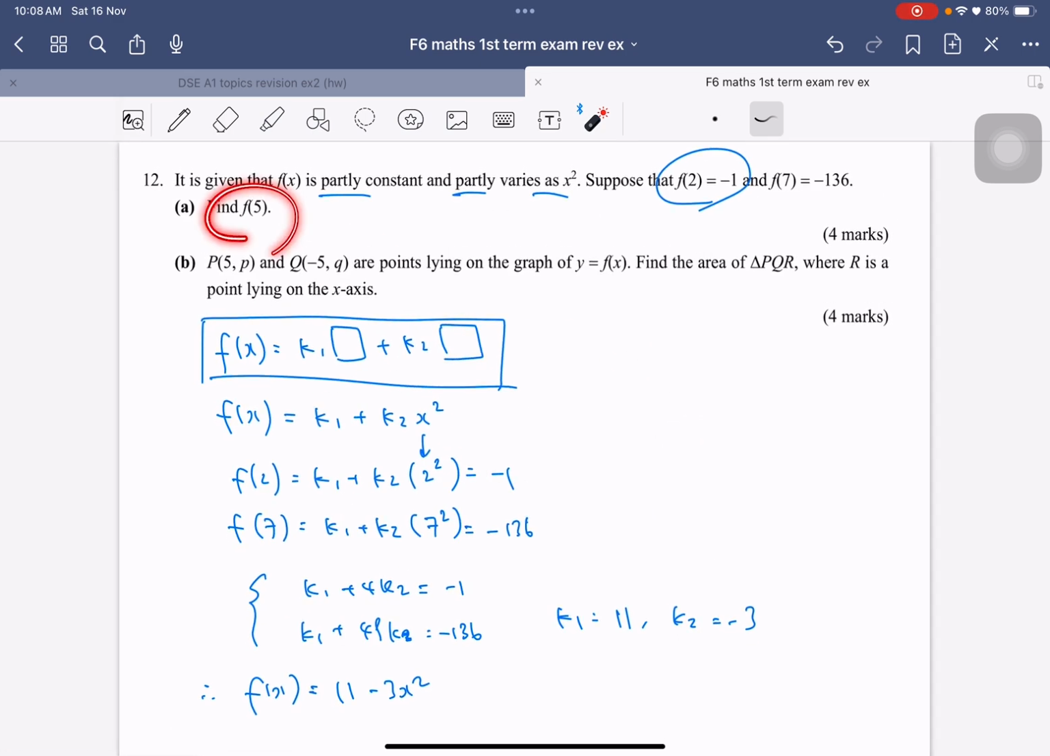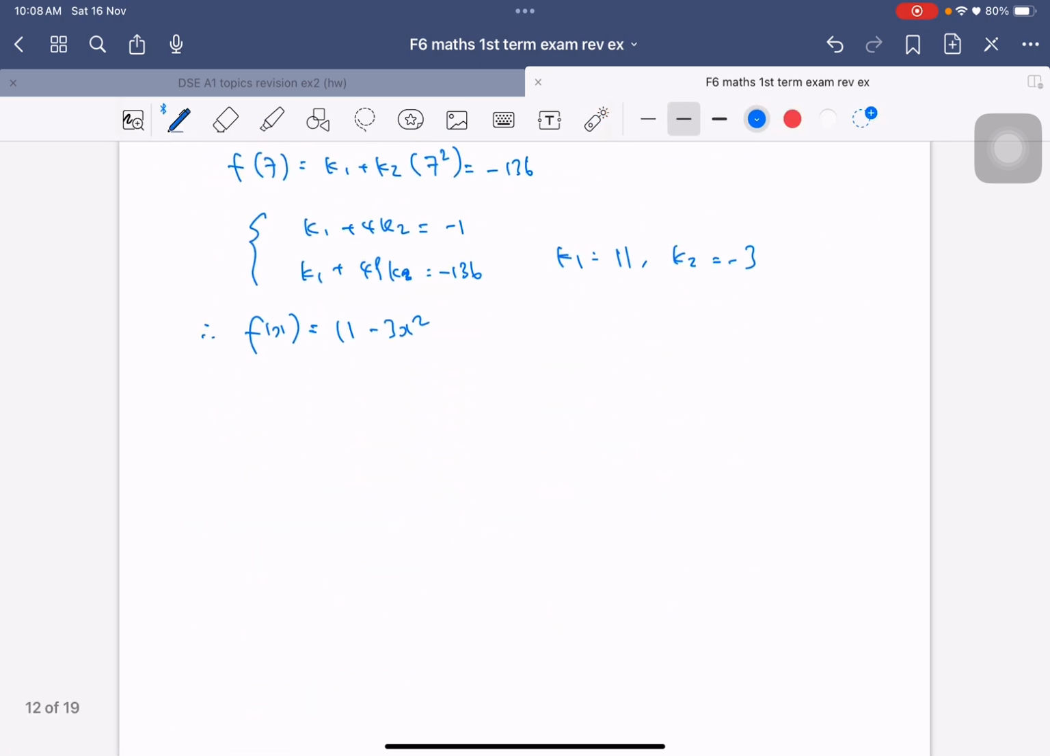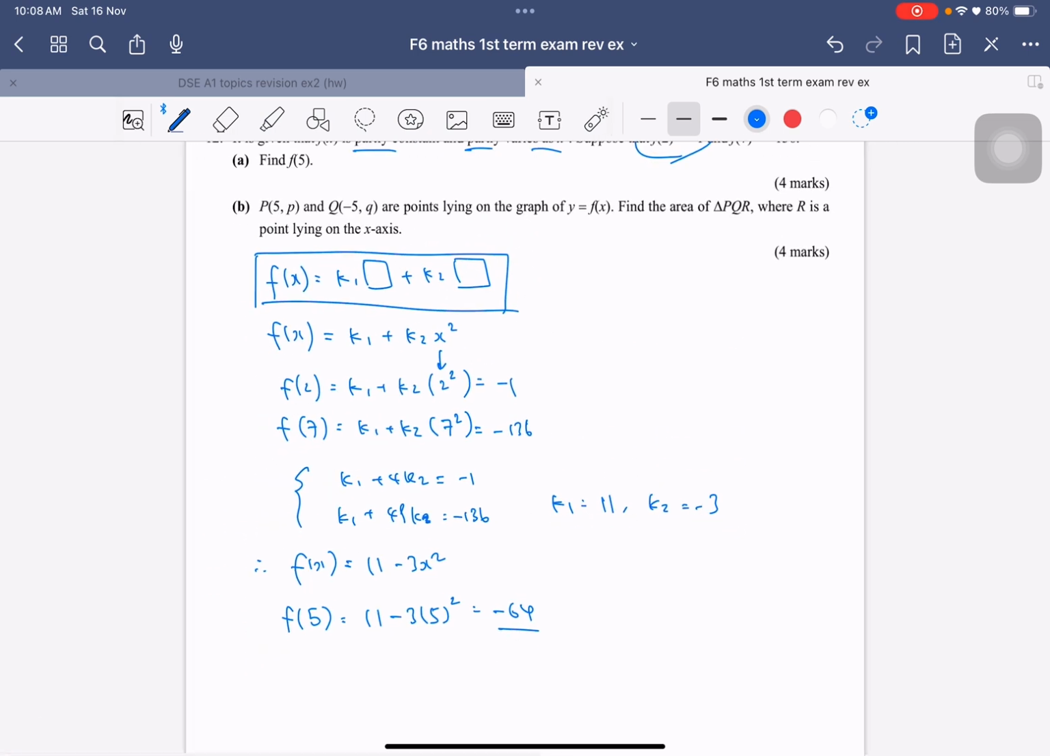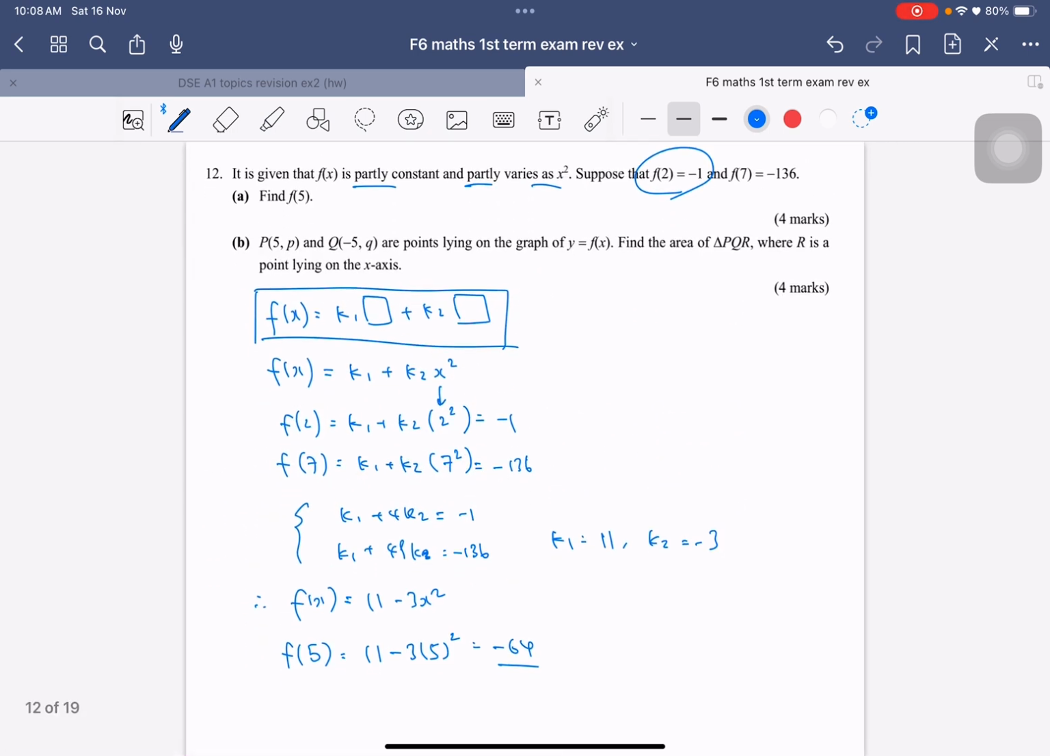But now they're asking about f(5). So we can substitute 5. I replace the x by 5. So 11 minus 3 times 5 squared, giving you the answer -64. So now we've done part A, and now part B. Part B is going to be, we have 2 points, that's (5, p) and (-5, q). It's actually lying on the graph, this f(x).